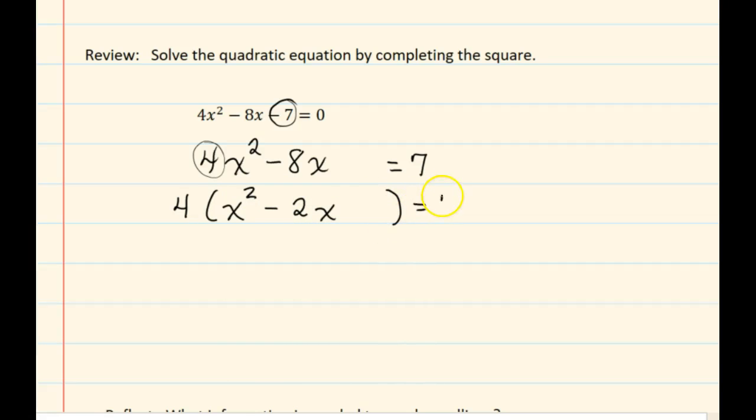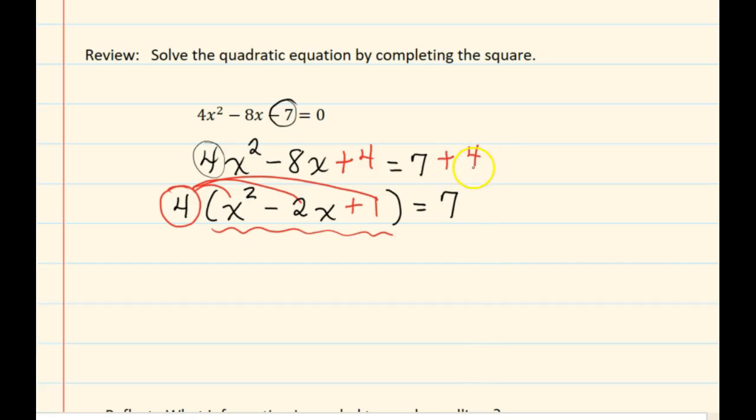And now what we can do is we can use completing the square in here in our parentheses. So we're going to get half of the middle term, square it, we're going to actually add 1 here. But remember that everything inside of our parentheses is being multiplied times the 4. So to get back to my original problem, I would have 4x squared minus 8x and plus 4. So I should have a plus 4 here, and I need to add a 4 on the other side.